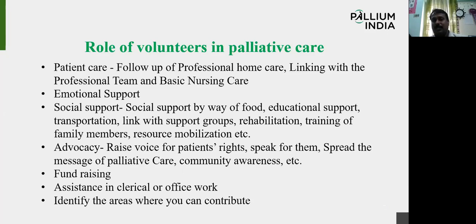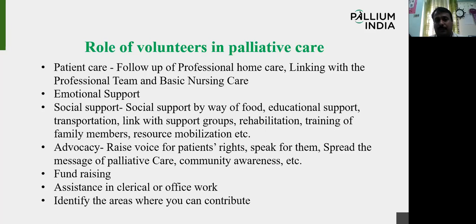Now the role of volunteers in palliative care. You have already shared your views about what you are supposed to do in your community. In patient care, I have already mentioned following up with the professional home care team and linking with the professional team. They will provide some basic nursing care, like basic cleanliness of the beneficiary or their family, bathing support, and support for the activities of daily living, which the volunteers are involved in.